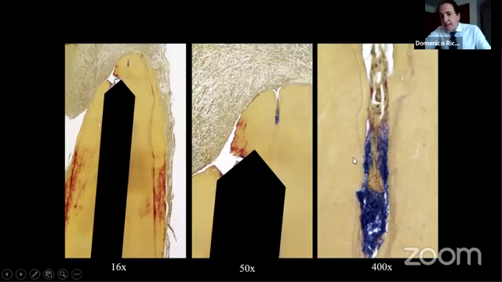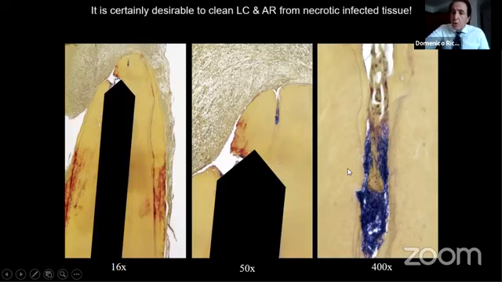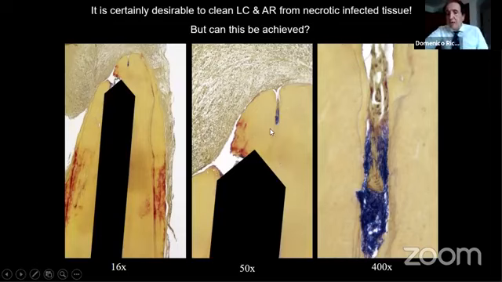So these are the cases that are going to fail. We can only accept the fail. So it is certainly desirable to clean lateral canals and ramifications from necrotic tissue, but can this be achieved? And we have to be realistic.